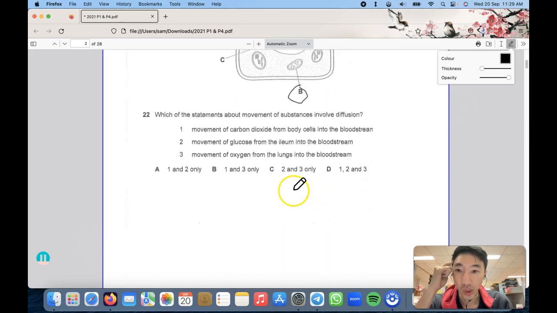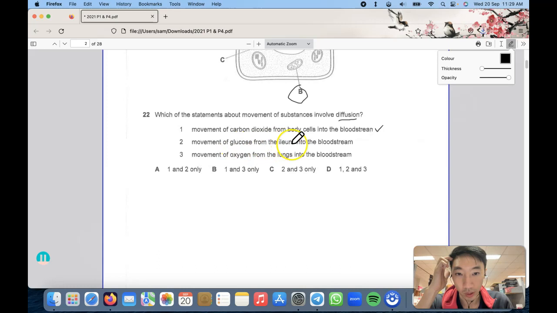Then 22. Which of the statements about movement of substances involve diffusion? Okay, so diffusion. So carbon dioxide from the body cells into the bloodstream, that's true. So our body cells are respiring and they're producing carbon dioxide, and that would then eventually go through the capillaries, back into the venules and back into the veins. So that's into the bloodstream.